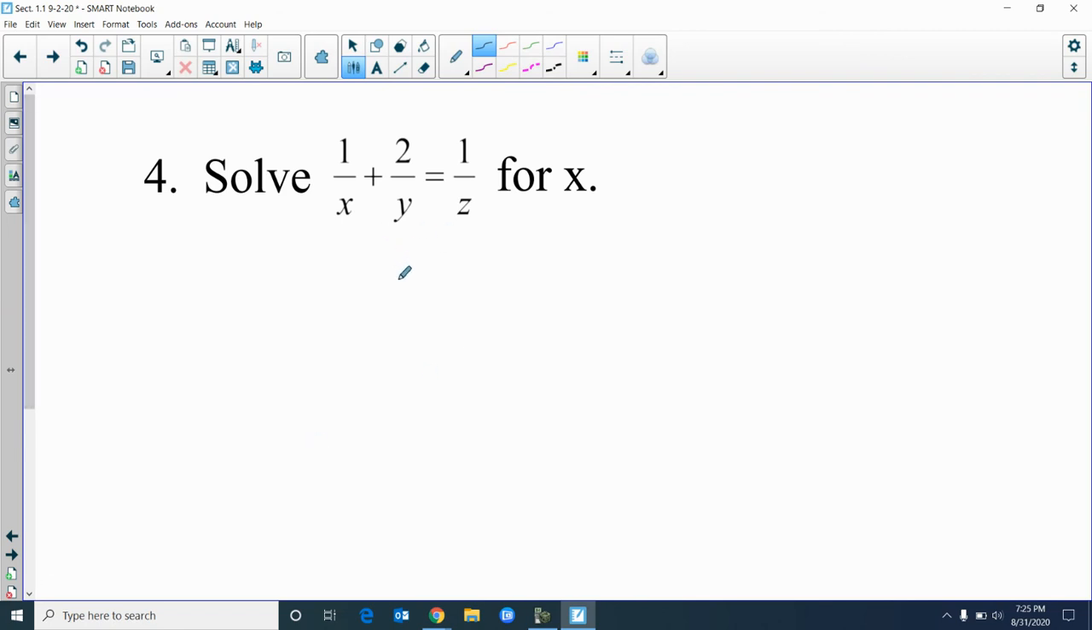All right, one last one here. 1 over x plus 2 over y equals 1 over z. We are solving this for x. So 1 over x plus 2 over y equals 1 over z. Now you could go a step at a time and get rid of each fraction, or each denominator, but we can get rid of all of them in one step. You can do that by multiplying by all the denominators. So multiply by x, y, and z. Multiply all 3 terms by x, y, and z.